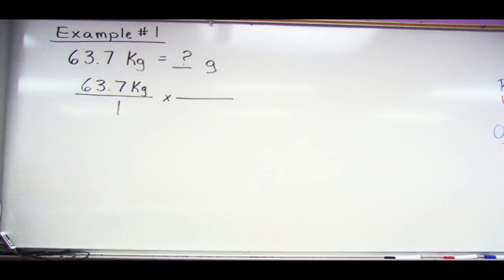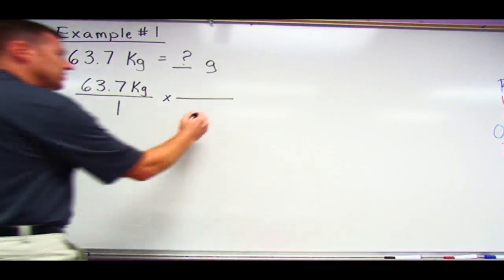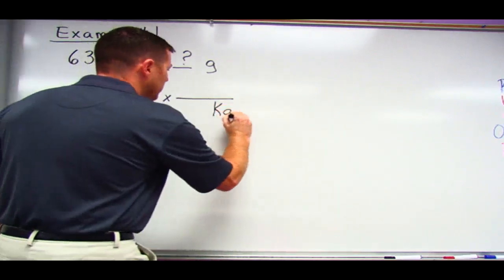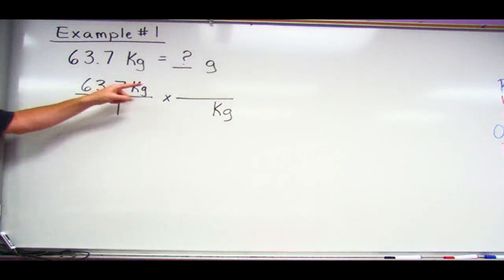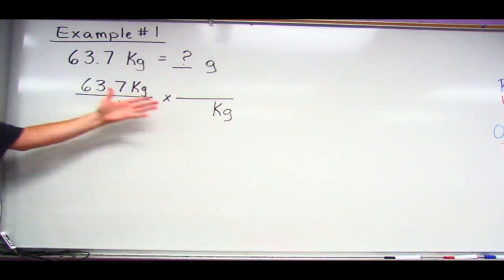If you remember on your sheet, you have the sheet where you have all the prefixes above the base that are larger than the base, and all the prefixes below the base that are smaller than the base. So if we're going from either side to the base unit, it can be a one-step conversion. So we're going to go 63.7 kilograms straight to grams, and we do that by bringing kilograms down because we want these units to cancel out. Remember, anytime something is on top of the fraction and the bottom of the fraction, they'll cancel each other out.